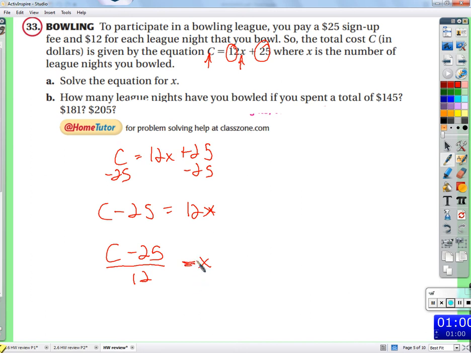Okay. How many league nights have you bowled if you spent a total of $145 on it? I have $145. How many nights could I bowl? How do we figure that out? You want to subtract 25. Wait a minute, isn't that what we did right here? Yes. And then what would you do? Divide by 12. Can we just put those numbers right there? Yep, because it does subtract 25, taking off that one-time charge, taking it to the cost just per night. Divided by 12, see how many nights that gives you. It's already done. We don't have to do that time and time again. All that work got done there. You just plug those in, subtract 25, divide by 12. The work is done for you.